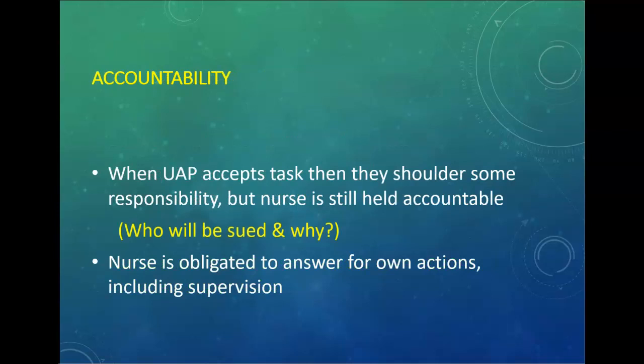When an assistive personnel accepts a task, then they should shoulder some of the responsibility, but the nurse is still ultimately held accountable. And the question is, who would be sued and why? The nurse is legally accountable, so they're more likely to be sued. And a nurse aide's salary is not very high, so likely they don't have liability insurance. So while it's great to name them and they can explain what was going on and be a witness to the situation, they definitely are not usually people that are sued.